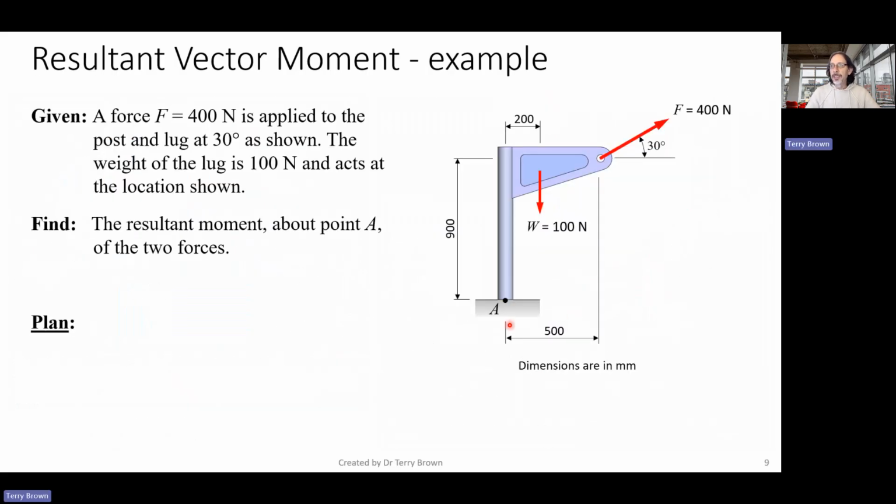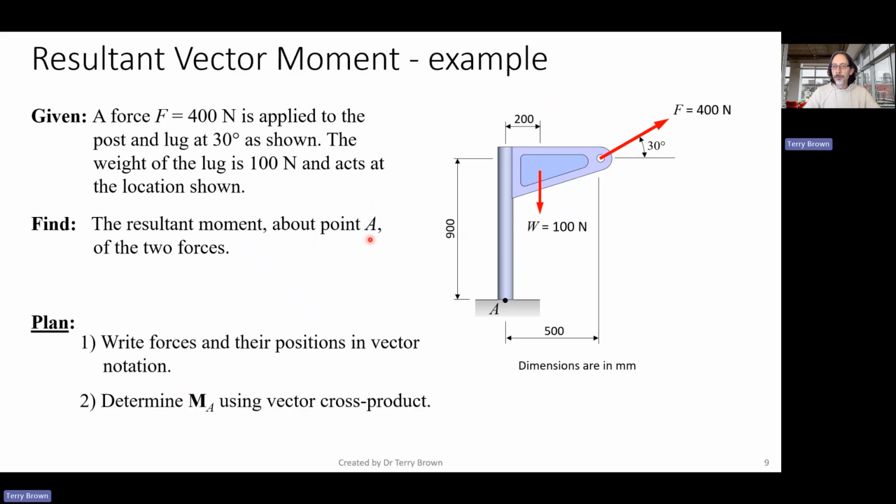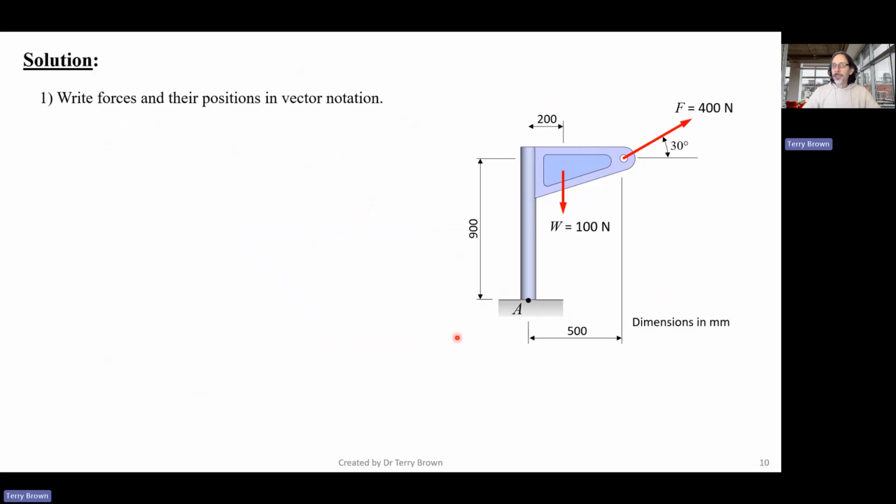Okay, so firstly, an example. So we've got this post with a lug on the end and a couple of forces. So this is the same problem that was done in the scalar moment example, or the scalar formulation of moments. But this time we'll write the forces and their positions in vector notation, and then we'll determine the moment about point A using the vector cross product.